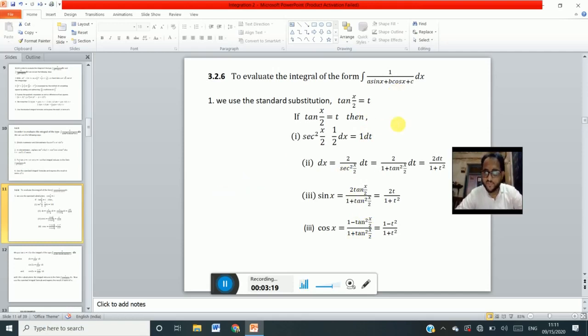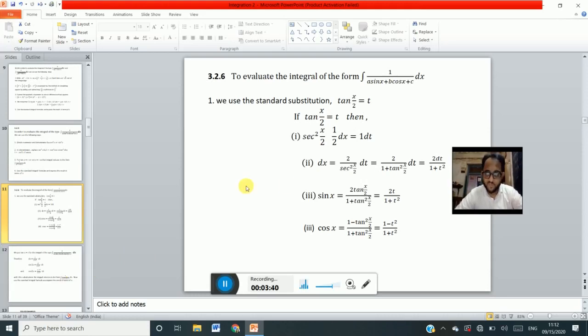After substitution and simplifying, we get the same type of integration, that is 1 upon ax square plus bx plus c. So we proceed with the steps of that type, right? So this is actually the second type of integration. We will also see examples of this type.